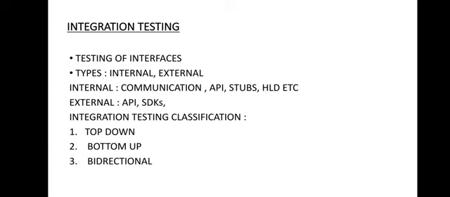One more is there, that is bidirectional. Bidirectional integration is a combination of both top down and bottom up. It depends upon the requirement. Some dependencies are there. Let's say we have some components 1, 2, 3, 4, 5. Then the individual components 1, 2, 3, 4, 5 are tested separately, and bidirectional integration is performed. That means the integration will be moving in both directions. One more name for this approach is sandwich integration. You can note down. So this is about integration testing.